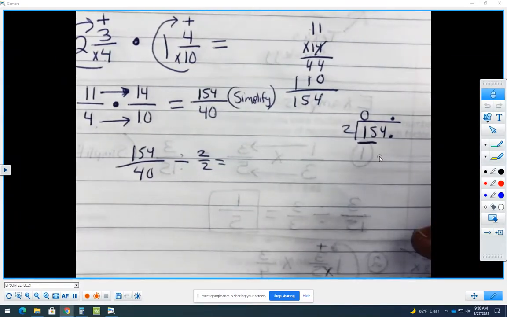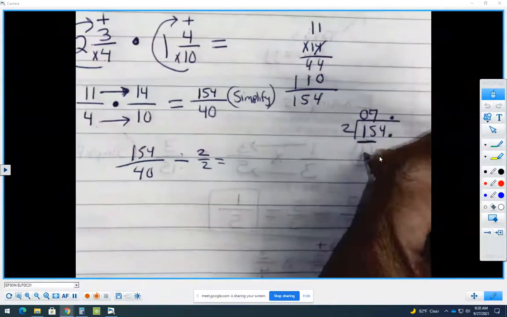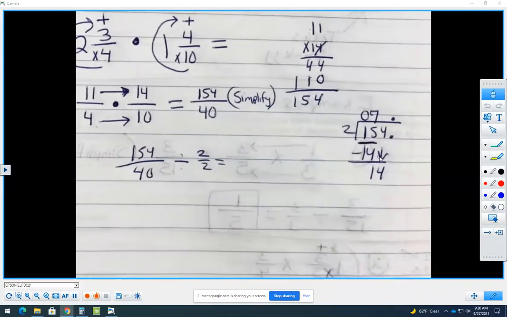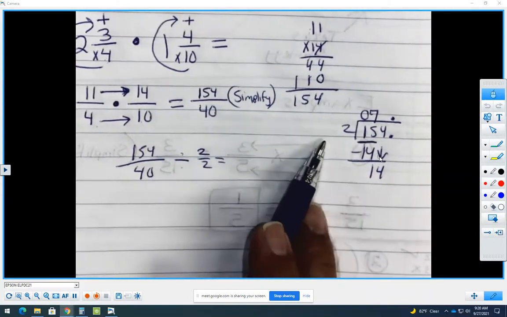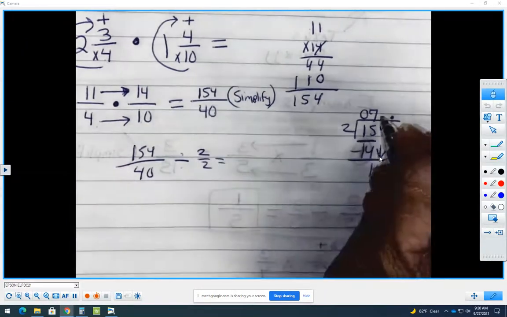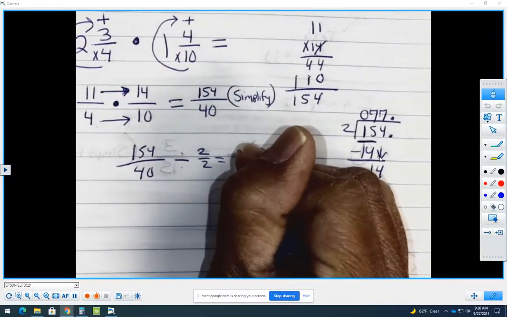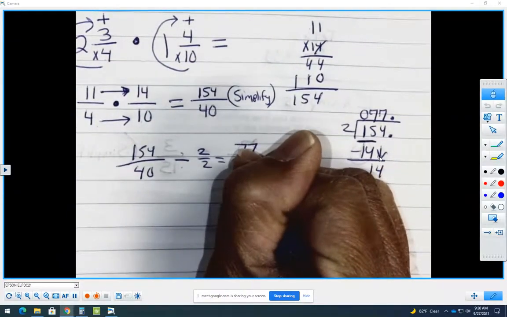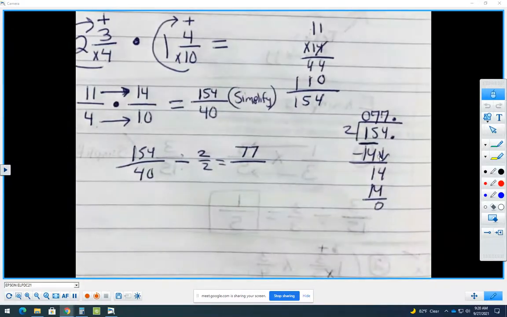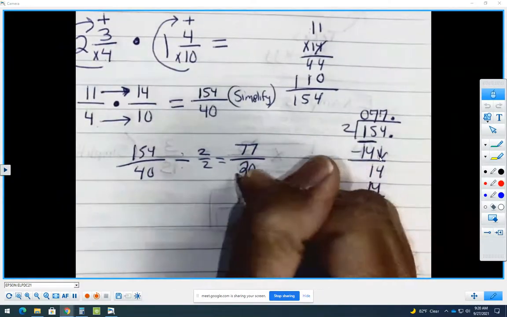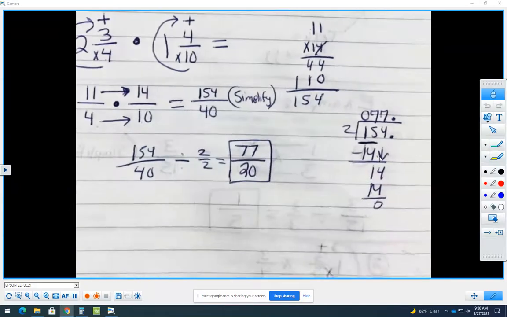Yes, times what? 7 times 2 will be 14. Bring down the 4. 14, is that enough? Yes. How many for 2? Times 7 again. There you go. So guess what? 154 divided by 2 is 77, guys. Now 40 divided by 2, that's pretty easy to do mentally. 40 divided by 2, 20. So this will be my answer right now.